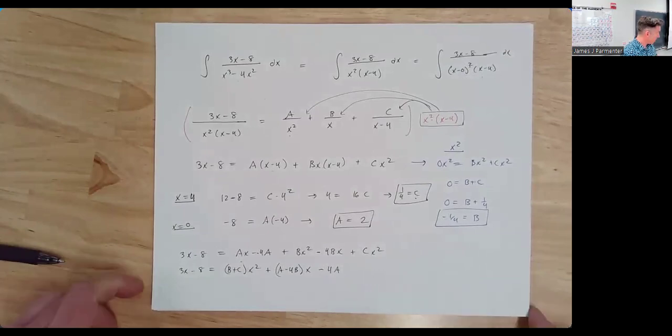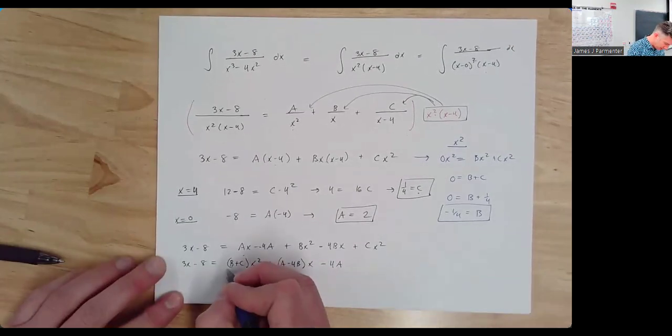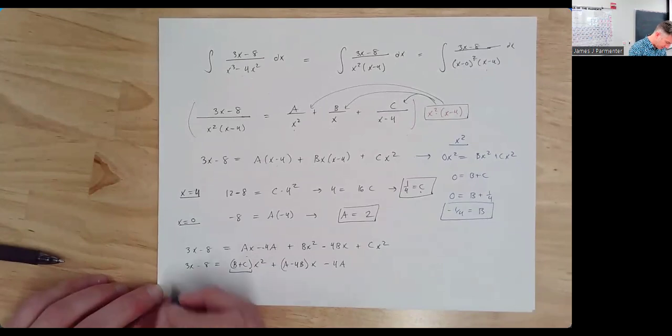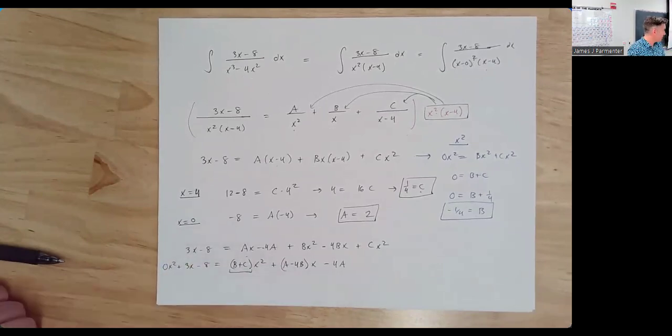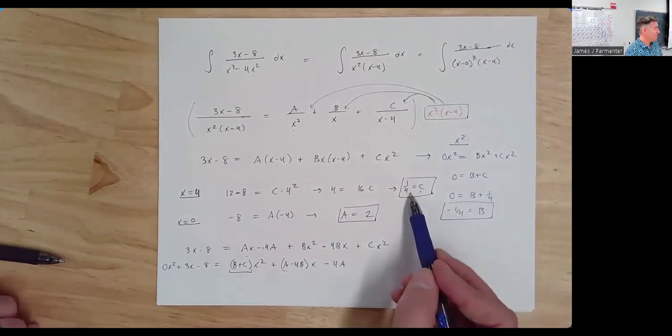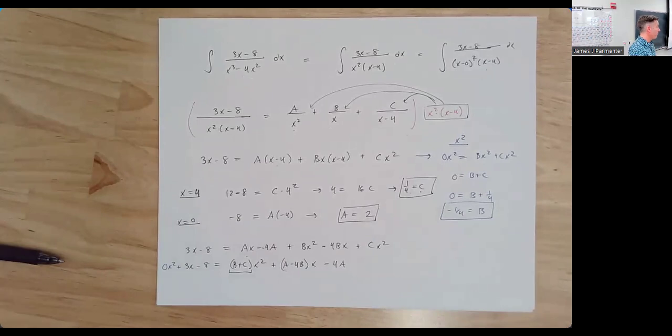But I'm getting the same result, right? Down here, if you look, oh, this b plus c here has to equal the 0x squared that I have on the left-hand side. So b plus c has to equal 0. And knowing that c equals 1/4 means b has to equal -1/4.